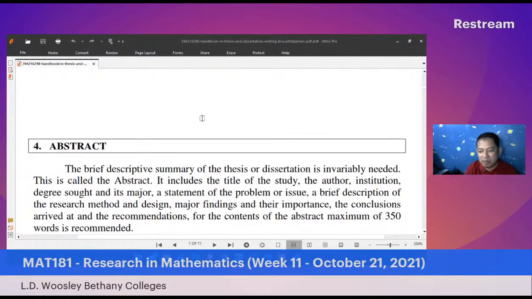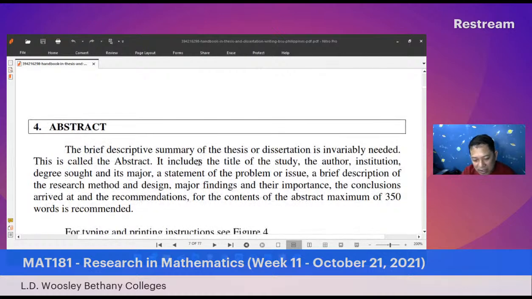It's actually a descriptive summary of a thesis or dissertation. It's needed for this. Now this is called the abstract. It includes the title of the study, the author, institution, degree sought and its major, statement of the problem, a brief description of the research methodology, major findings and their importance, and conclusion. So you capsulize chapters 1 to 5 in the abstract.